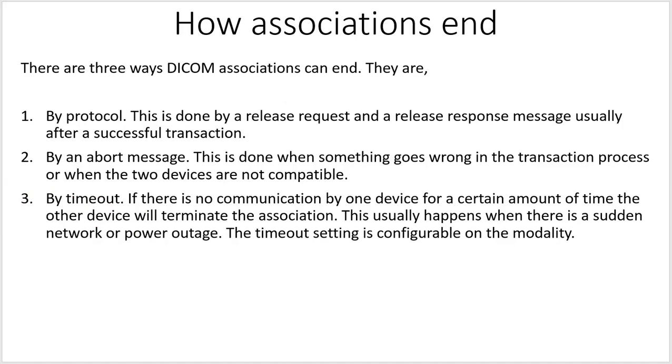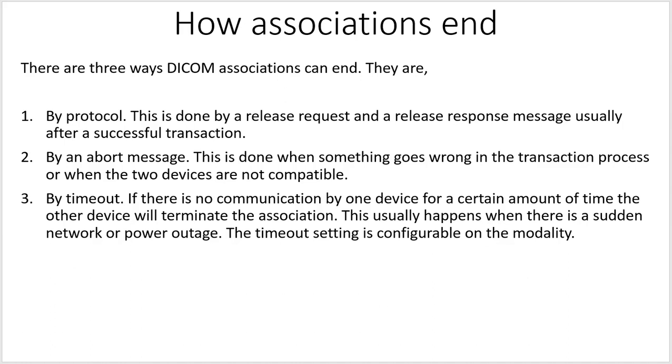How associations end. There are 3 ways DICOM associations can end. One, by protocol. This is done by a release request and a release response message, usually after a successful transaction. Two, by an abort message. This is done when something goes wrong in the transaction process or when the 2 devices are not compatible. And 3, by timeout. If there is no communication by one device for a certain amount of time, the other device will terminate the association. This usually happens when there's a sudden network or power outage, and the timeout setting is configurable on the modality.